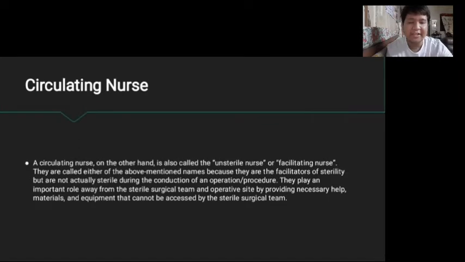And then for the circulating nurse naman, the circulating nurse on the other hand is also called the unsterile nurse or the facilitating nurse. You can call them this. They are called by either of the mentioned names because they are facilitators of the sterility but not actually involved in the conduct of the operation procedure. They play an important role away from the sterile surgical team and operative site by providing necessary help and giving the materials and equipment which cannot be passed across, because if you do that you become unsterile. So across to the sterile team.